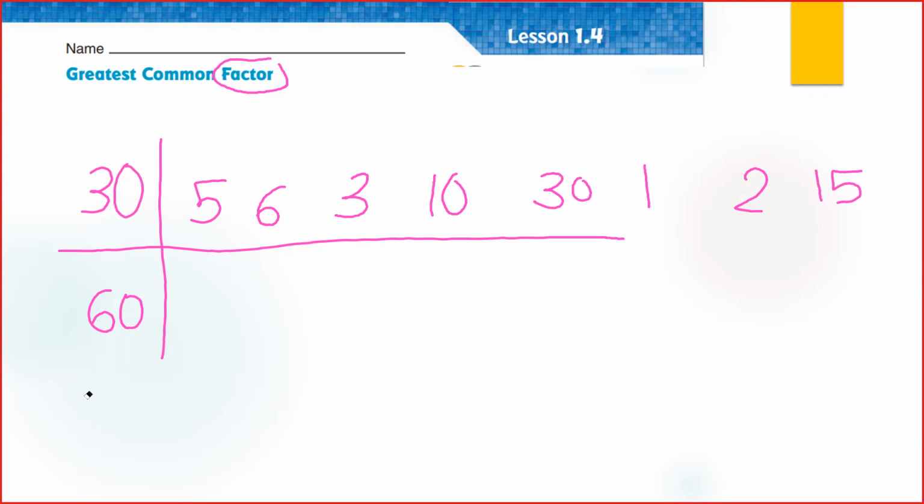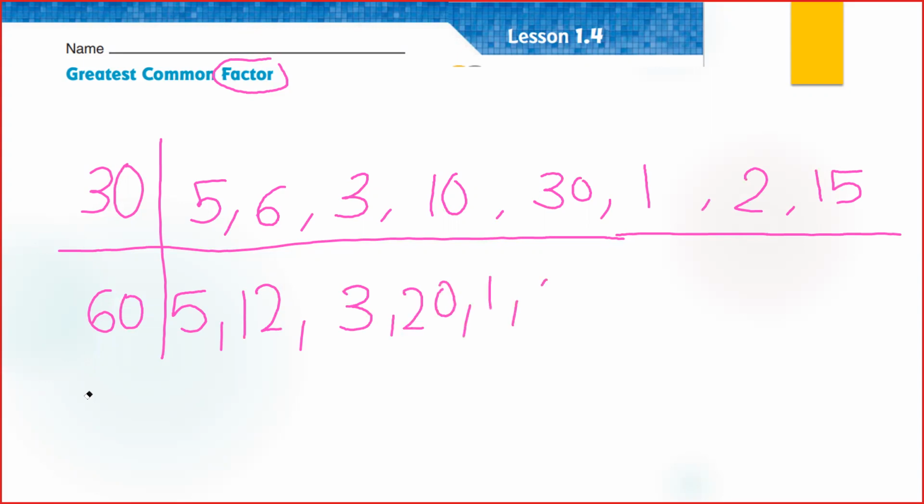Now, who can give me the factors of 60? 5 and 12. Bravo. 3 and... Bravo. 1 and 60. 3 and 20. What else? Bravo. 6 and 10. 15 and 4. Now, what do you find?